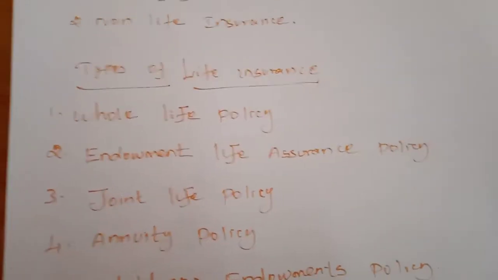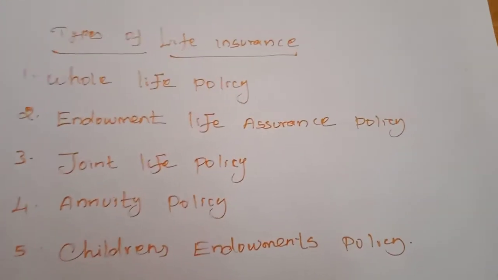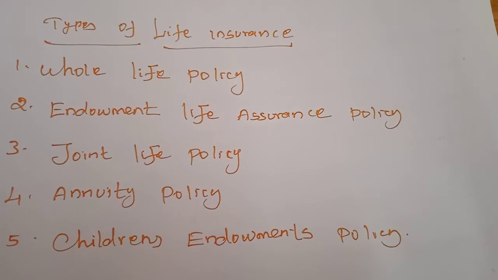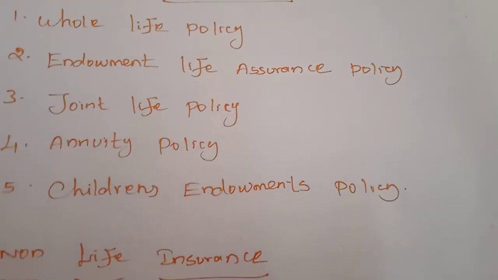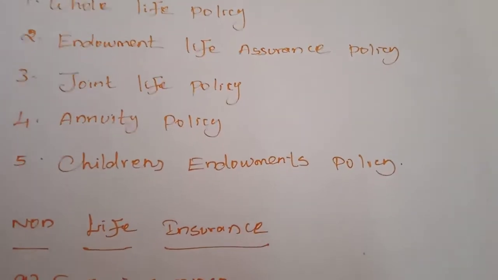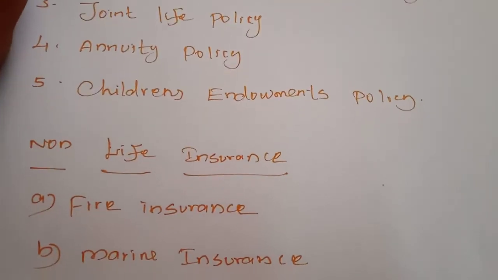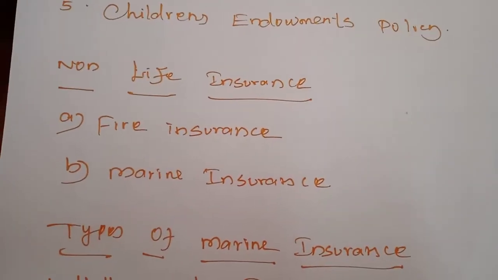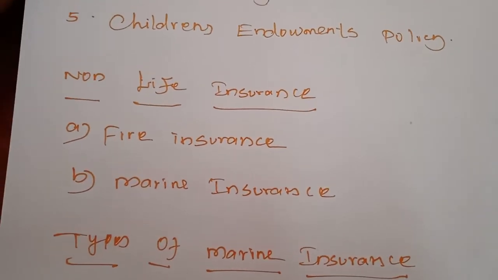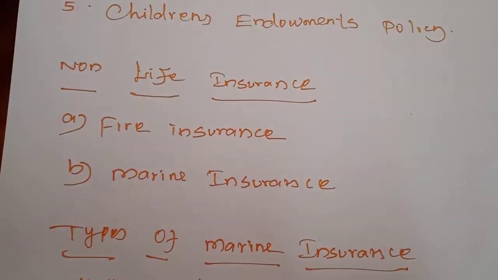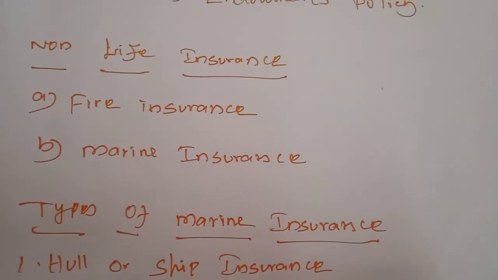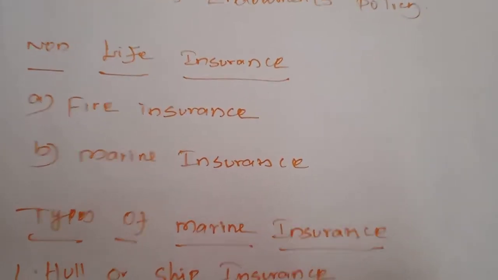Life insurance is also classified into five types: whole life policies, endowment life assurance policies, joint life policies, annuity policies and children endowment policies. Today we will study non-life insurance policies. Non-life insurance policies are also classified into two types: fire insurance and marine insurance policies.